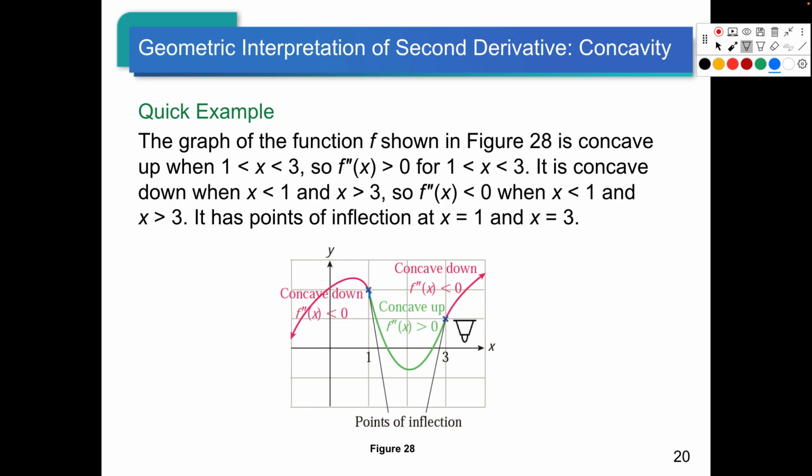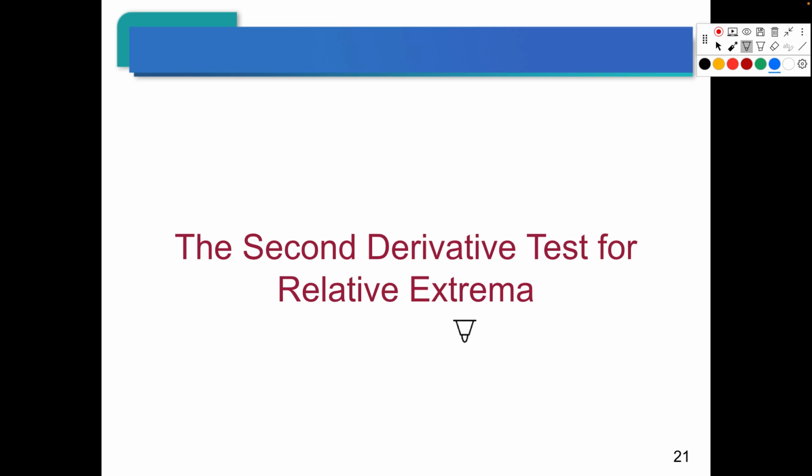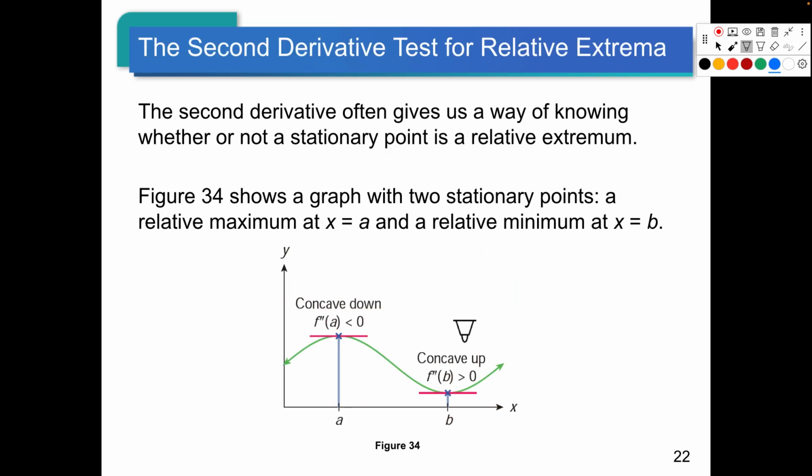And somewhere along that line we're going to find where the second derivative changes from being positive to negative, and that's where it's going to be equal to 0. So we'll look at a couple examples here. Okay.